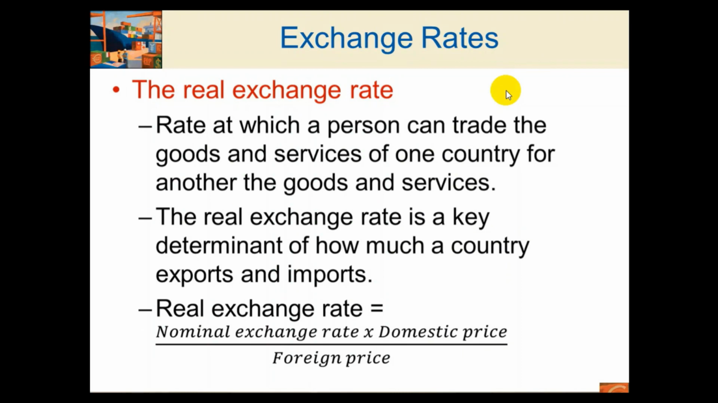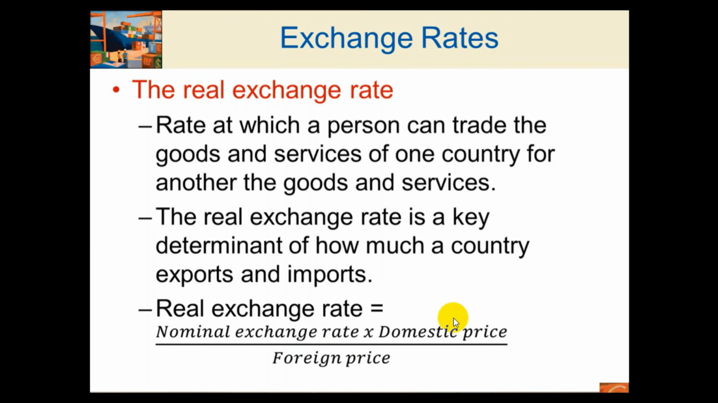The real exchange rate is more complicated than the nominal exchange rate. The real exchange rate is the rate at which a person can trade the goods and services of one country for the goods and services of another. The real exchange rate determines how much a country exports and imports. For example, if American rice is half as expensive as Japanese rice, the real exchange rate is 1 to 2, that is, 2 Japanese rice baskets per basket of American rice.